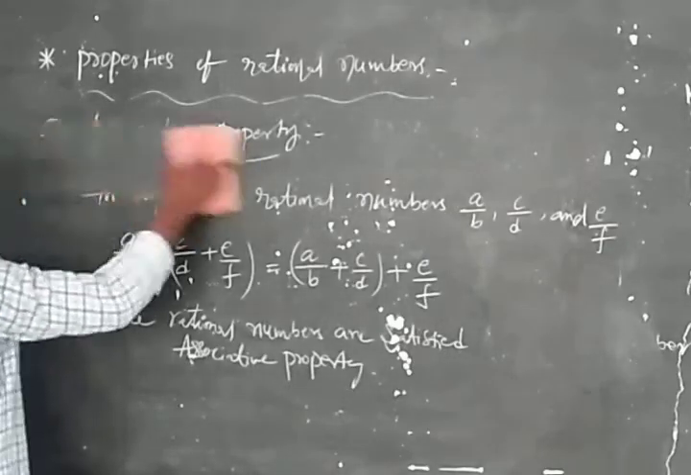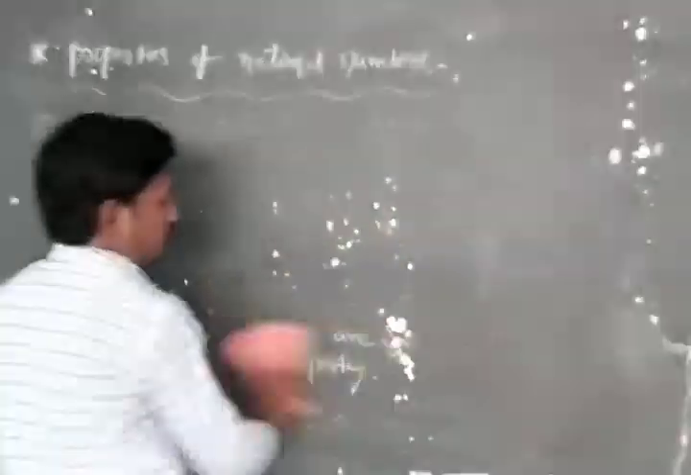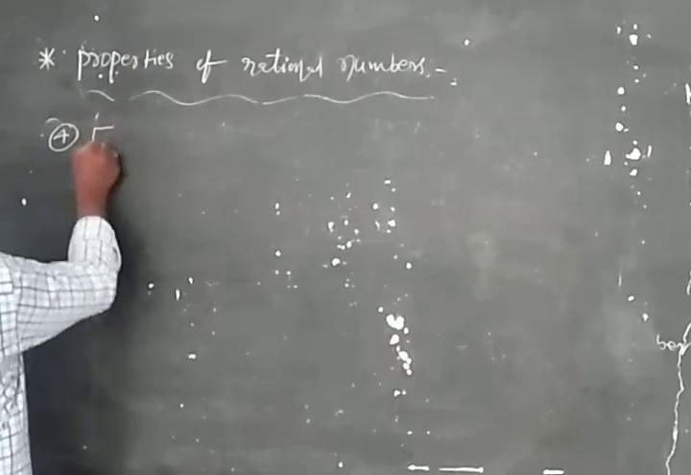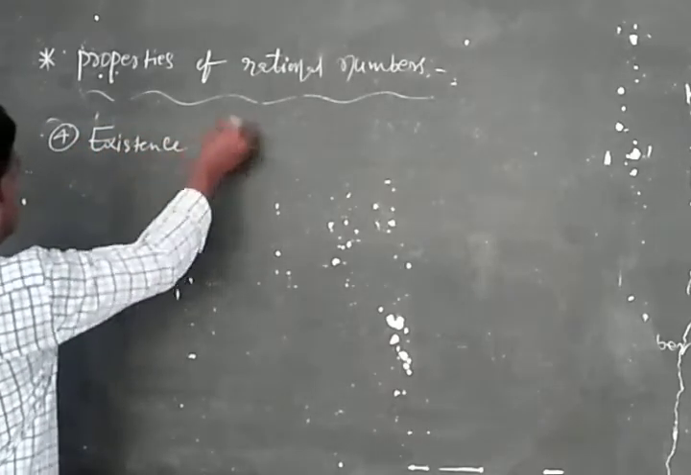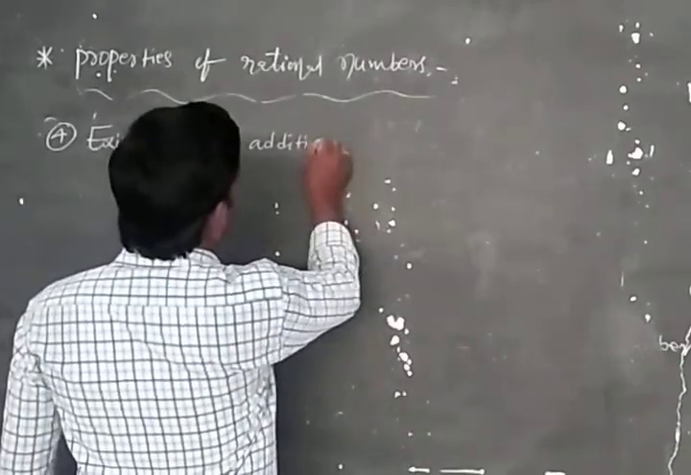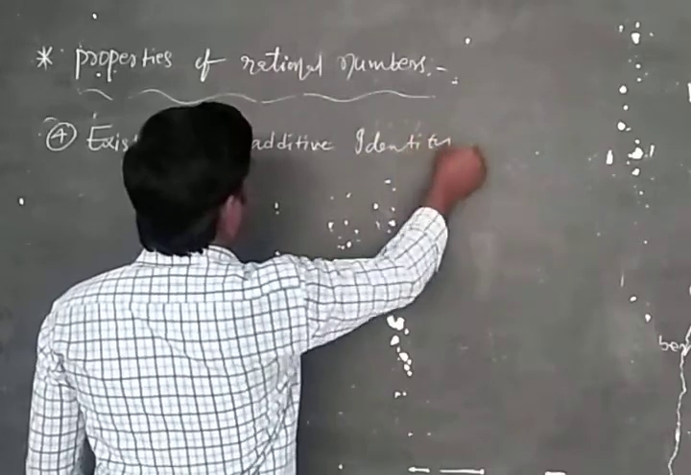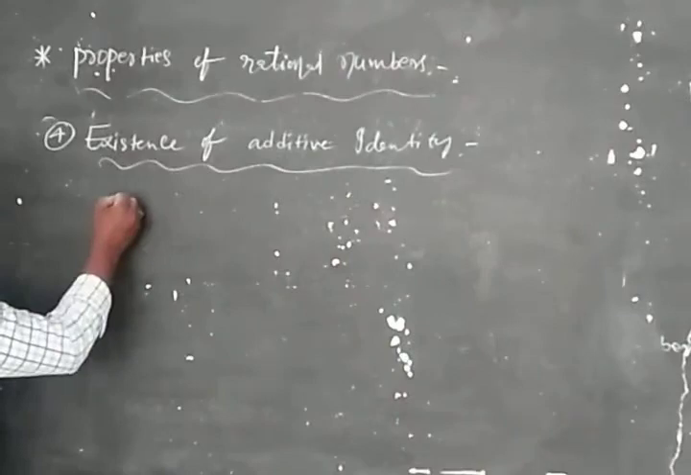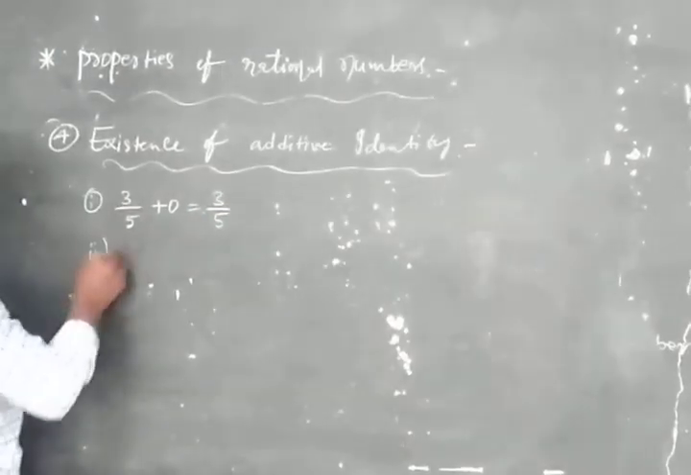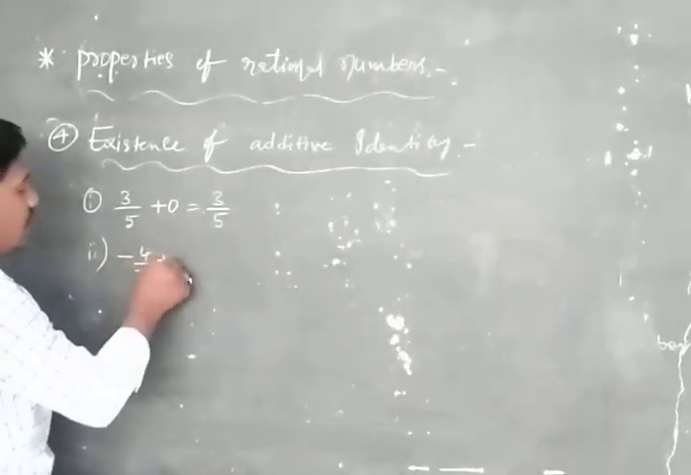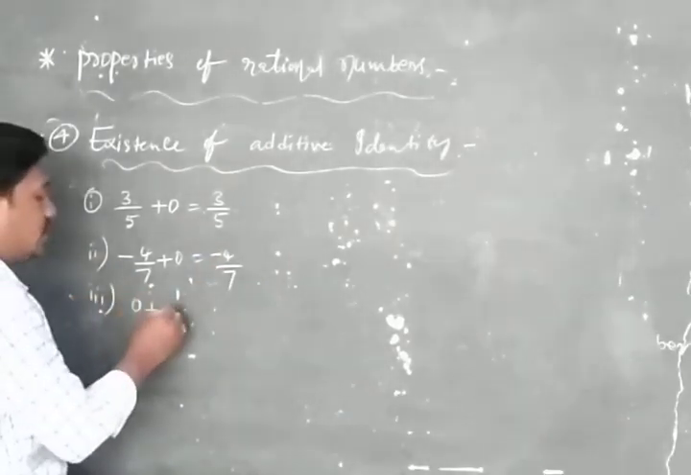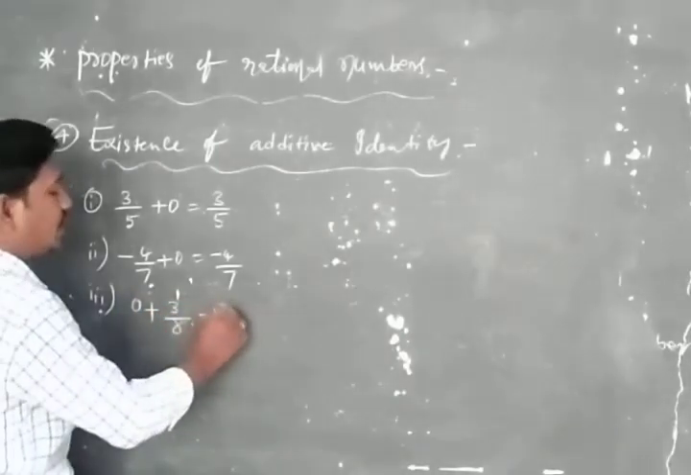Next, existence of identity. 3 by 5 plus 0 equals 3 by 5, and minus 4 by 7 plus 0 equals minus 4 by 7, and also 0 plus 3 by 8 equals 3 by 8.